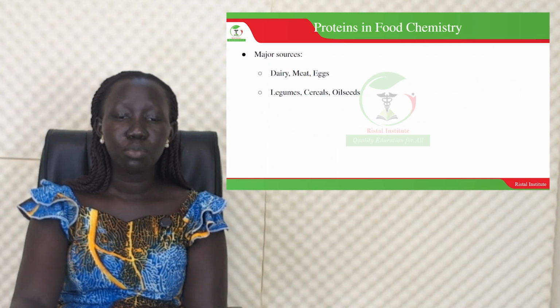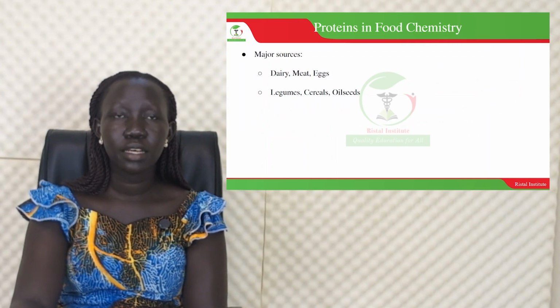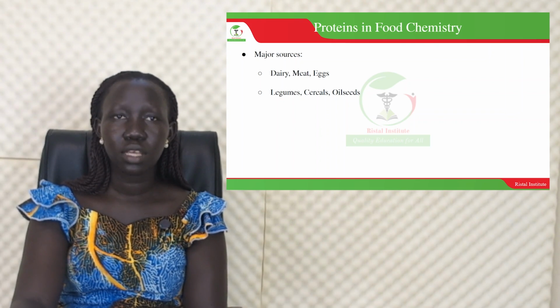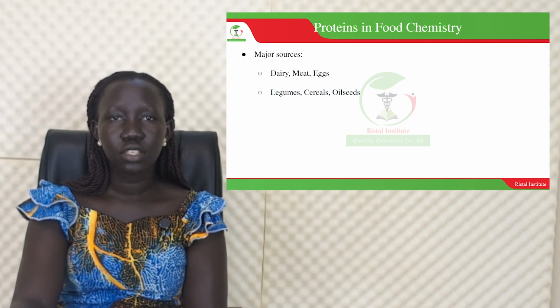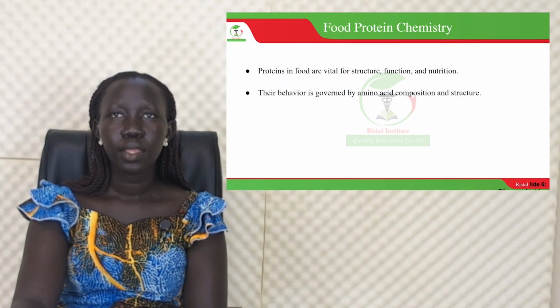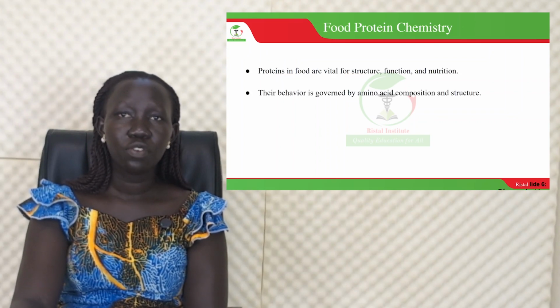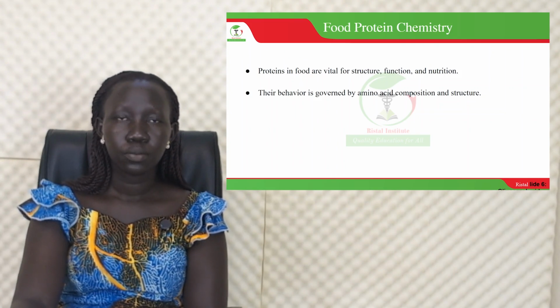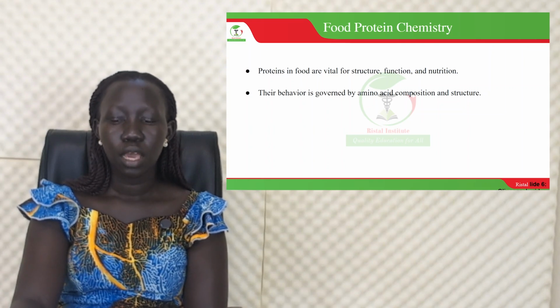The major sources of proteins, still we noted earlier, we have the dairy products, meat, eggs, those are the animal sources, and then we also have the plant sources that include the legumes, the cereals, the oil seeds and nuts. Proteins in food are very vital for the structure, the function, and the nutrition, and their behavior is governed by amino acid composition and structure.